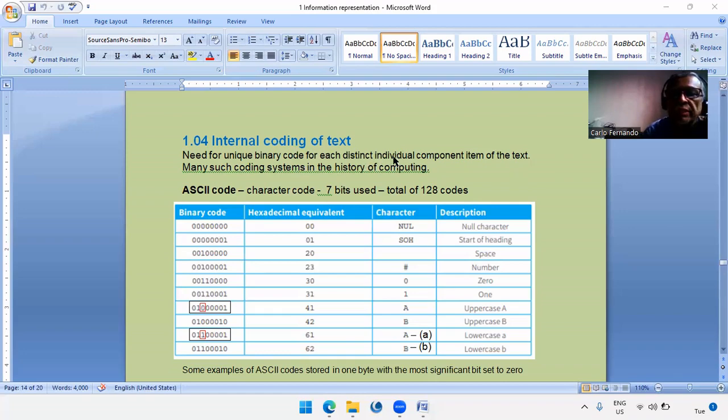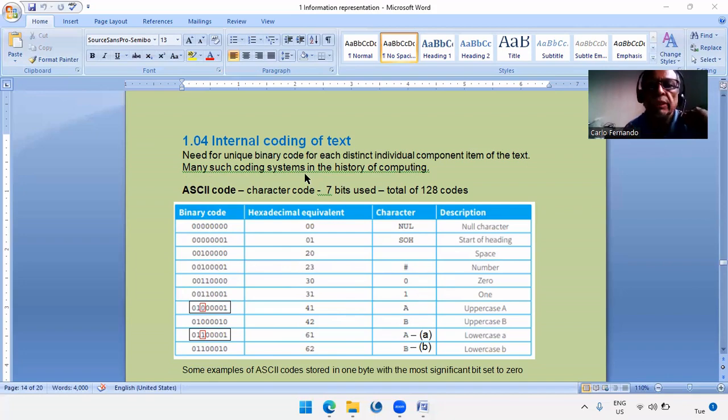What is the meaning of each distinct individual component? If you take this, one is a component, the dot is another component, 0 another component, 4, even the space is a component. So even for space, you need a code. The computer should know what is the space, what is the hash sign, what is the 0, what is capital A. They should know. And the computer will know only by these binary codes.